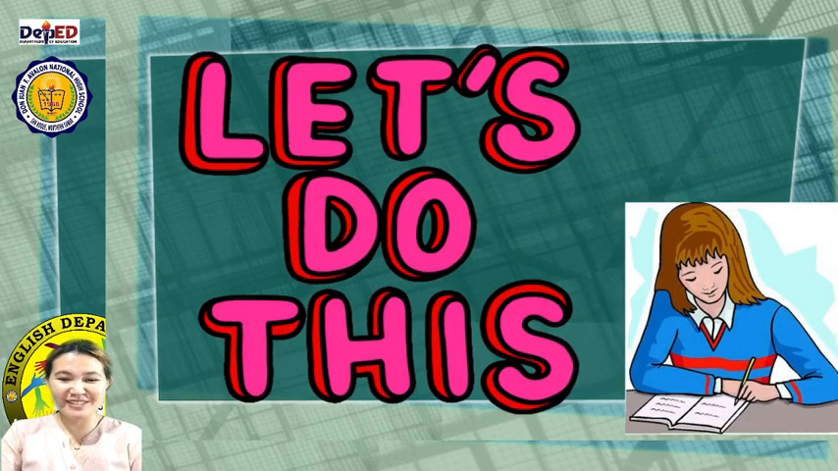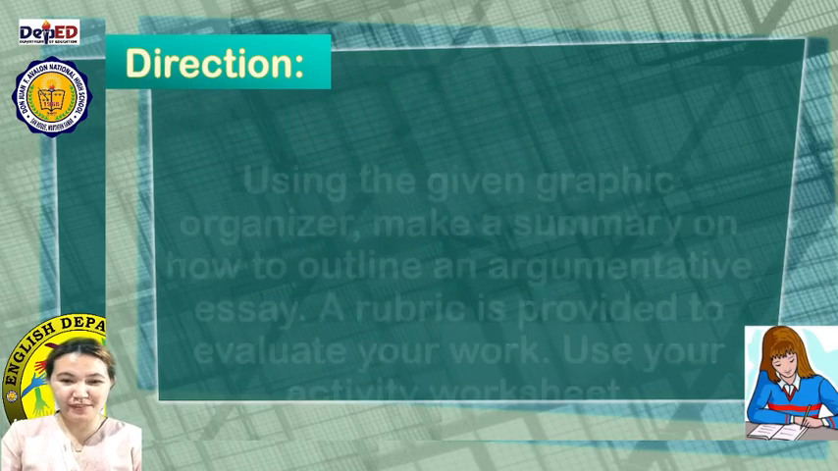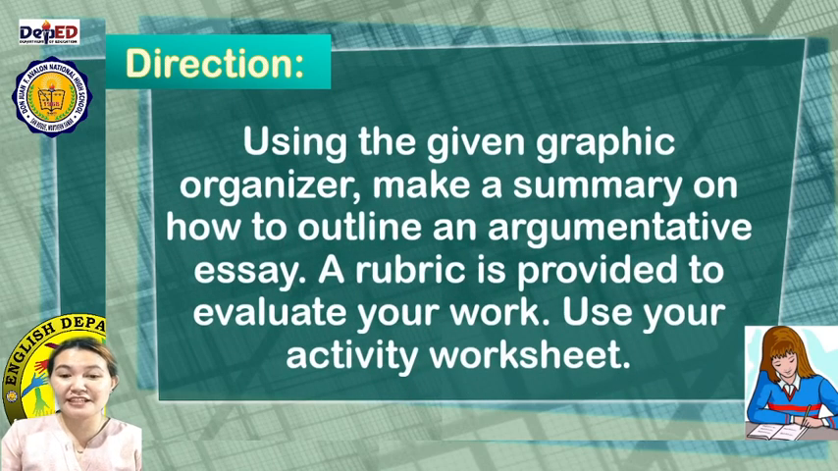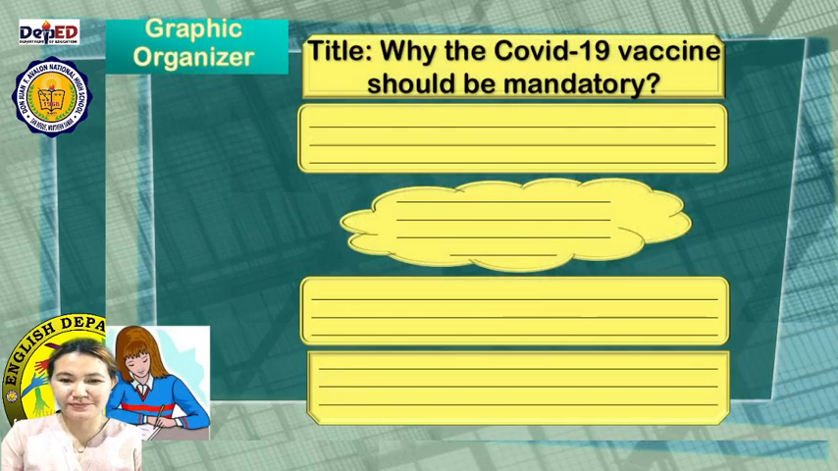Okay, so let's do this. Using the given graphic organizer, make a summary on how to outline an argumentative essay. A rubric is provided to evaluate your work. Use your activity worksheet. This is how the graphic organizer will look like, and it is in your activity worksheet.